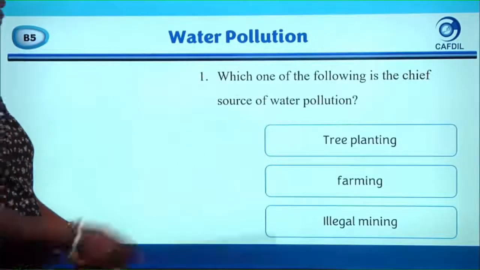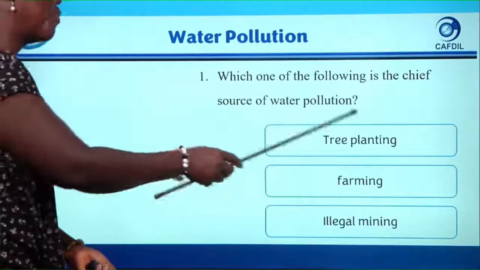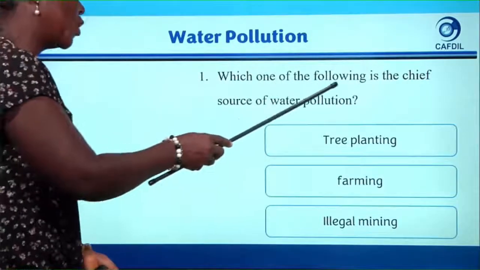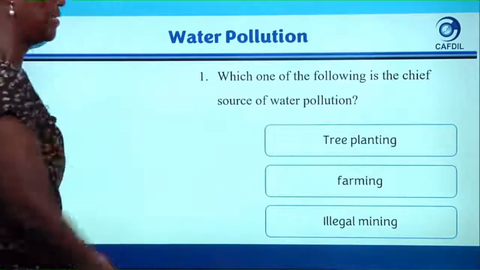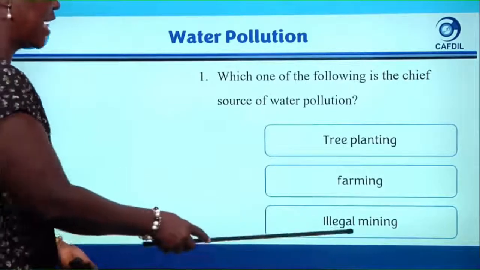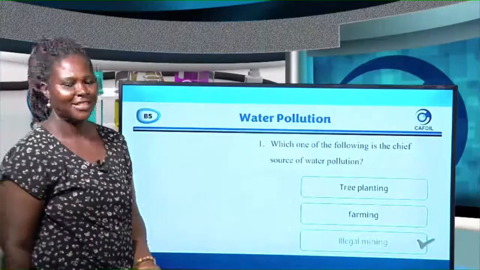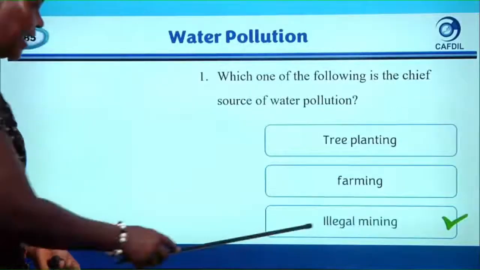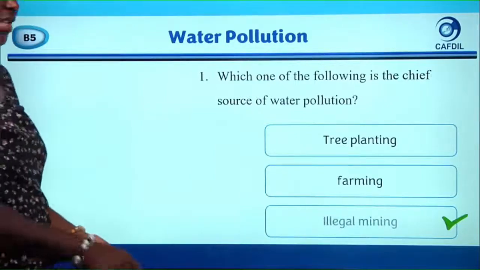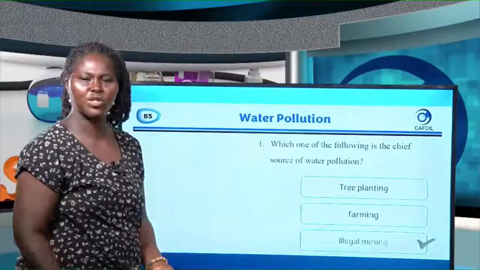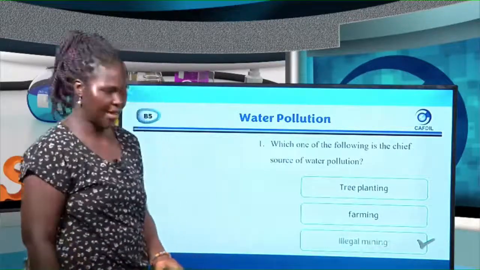Question number 1. Which one of the following is the chief source of water pollution? Tree planting, farming, illegal mining. Which one is the answer? Illegal mining. They use the chemicals, mercury, in the water in searching for the gold. And the chemical in mercury is dangerous, and it makes our water unsafe.